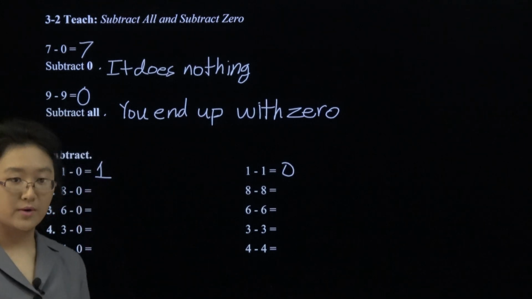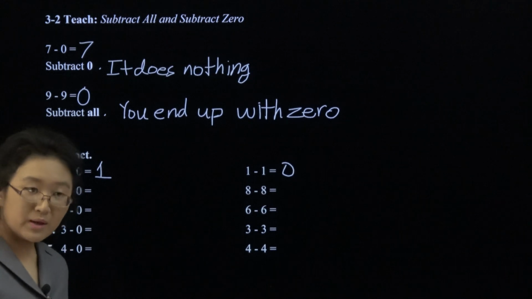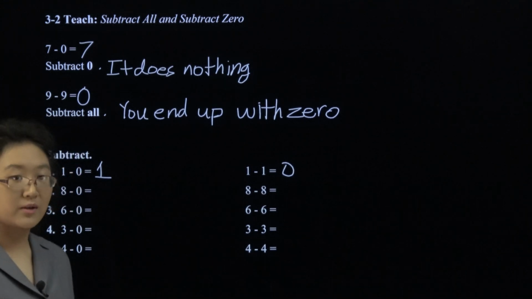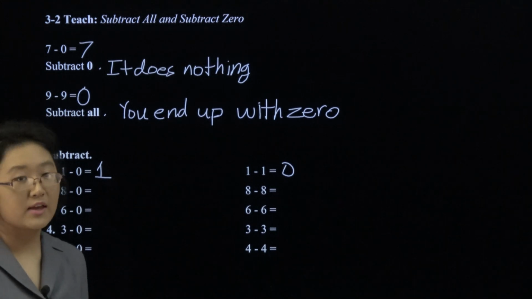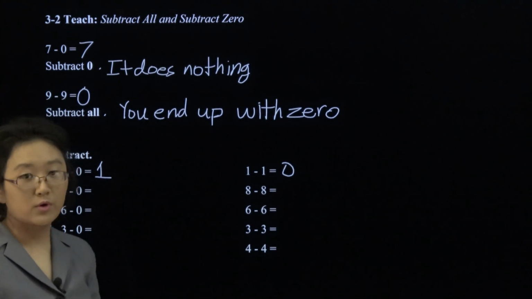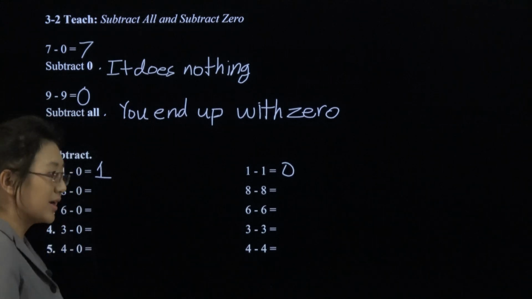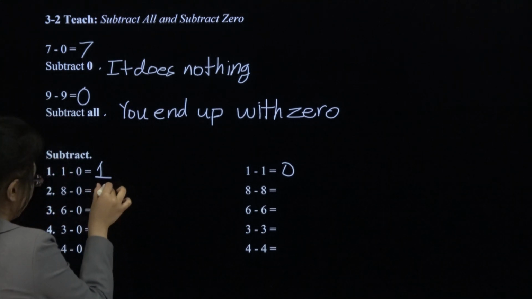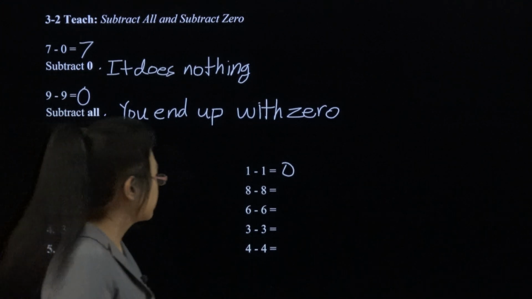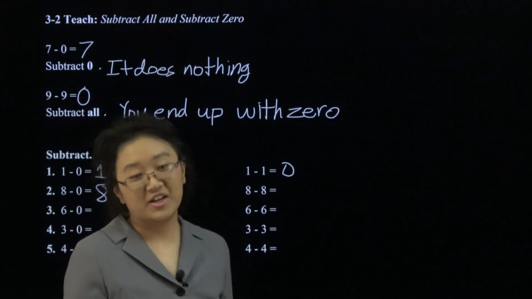8 minus 0. You have 8 gummy worms. And you don't do anything with them. You're still going to have 8 gummy worms. And because of the subtract 0 rule, you know that 8 minus 0 equals 8. 0 doesn't do much, at least in subtraction and addition.